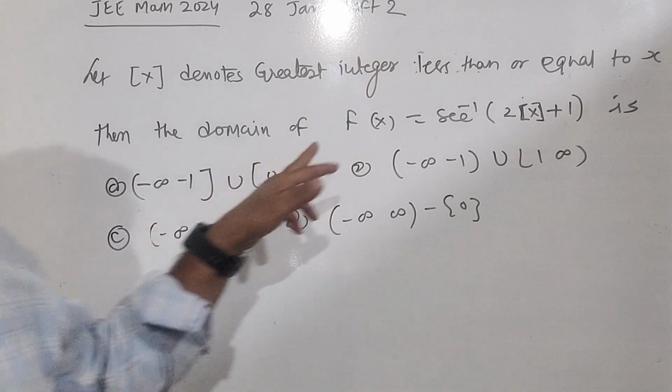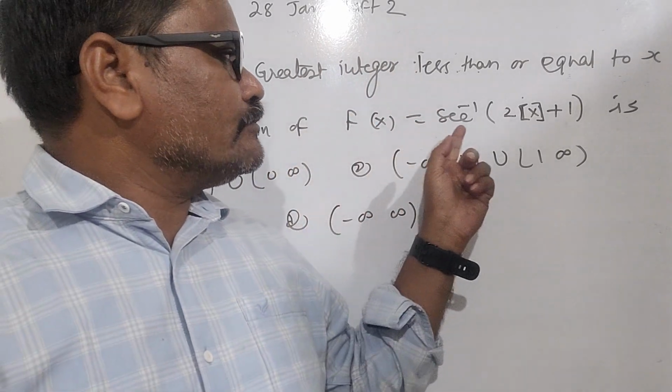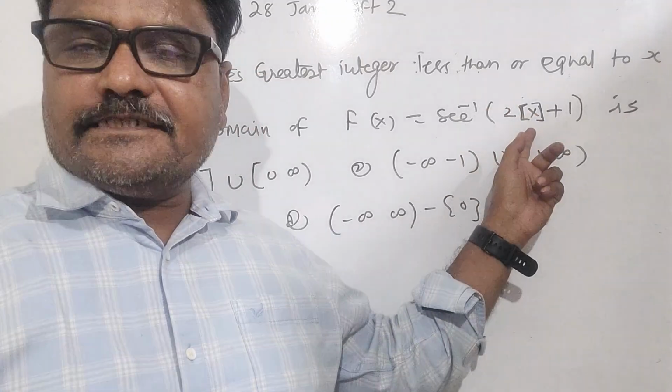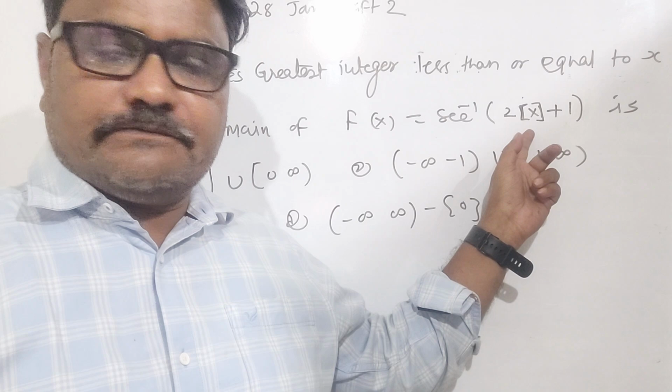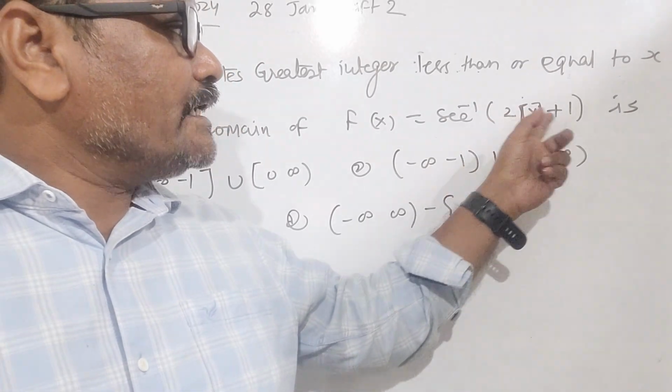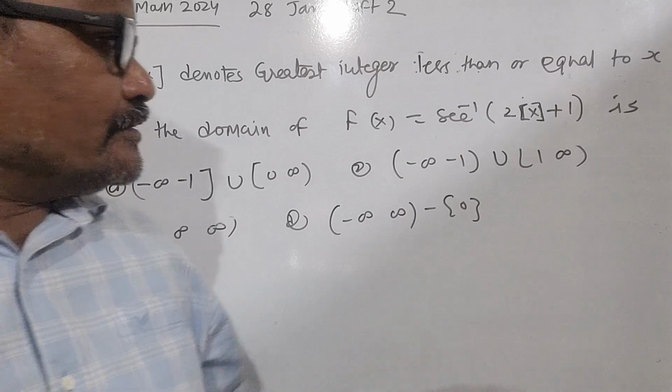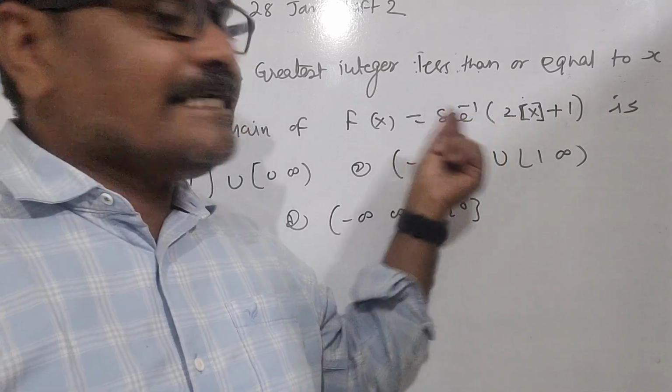Then we have to find the domain of the function f of x equal to sec inverse of 2 box of x plus 1, where box of x means the greatest integer function. We have to find the domain of this function. So this is not the basic sec inverse function.